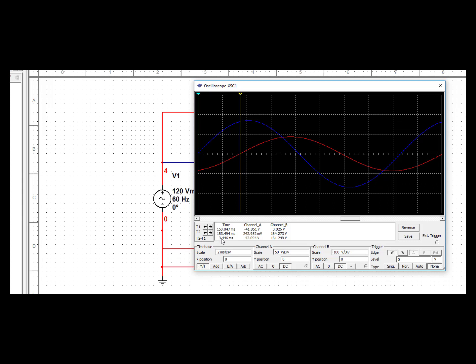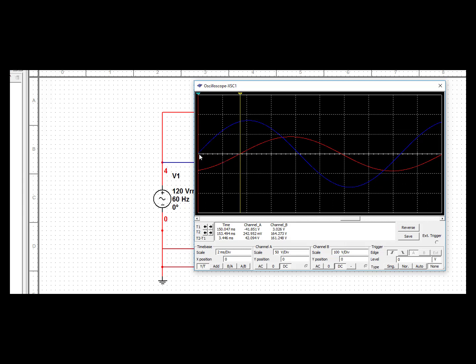And if we look down here, the time delay is 3.446 milliseconds. You can see it right down here. And so I can use that to determine the angle, because we know the period of 60 hertz is 16.67 milliseconds. So I'm going to take 3.446 divided by the period for 60 hertz, 16.67. They're both in milliseconds. Then I'm going to multiply that by 360 degrees, the number of degrees in one cycle, or 16.67 milliseconds. And I get a result of 74.5 degrees.